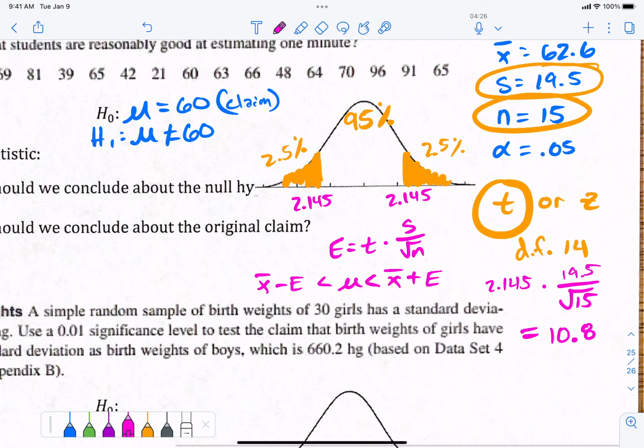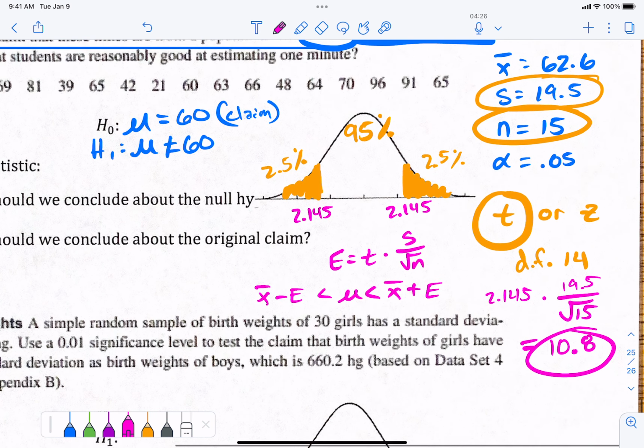No, what do we do with the 10.1? 10.8. You added 2.9. Oh, yeah, you're looking at the wrong one. I got the number close. I got 10.9. Okay, 10.8. What do we do with that number?